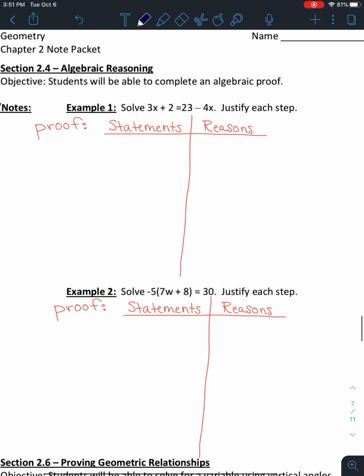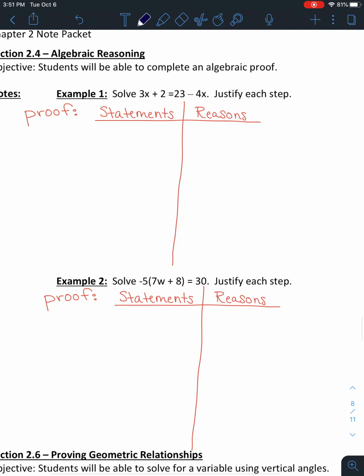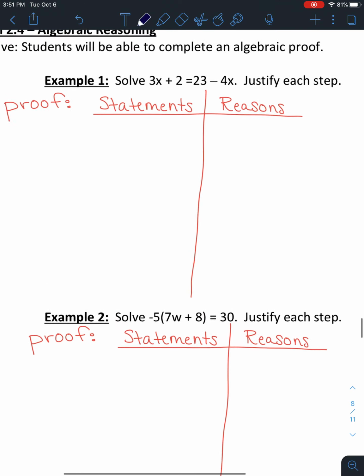All right, so here is example 1. Now, this is what we call a two-column proof, okay? One side is your statements, the other side is your reasons. Your statements is just solving it. Your reasons are why you can do that step. So, let's get into this first one.